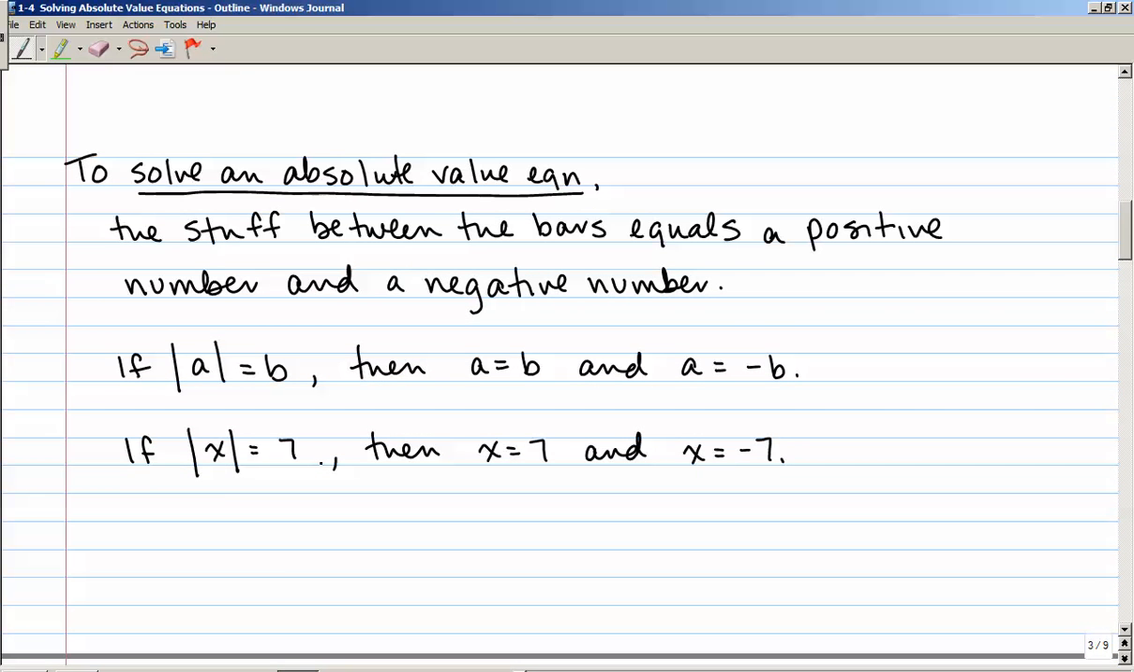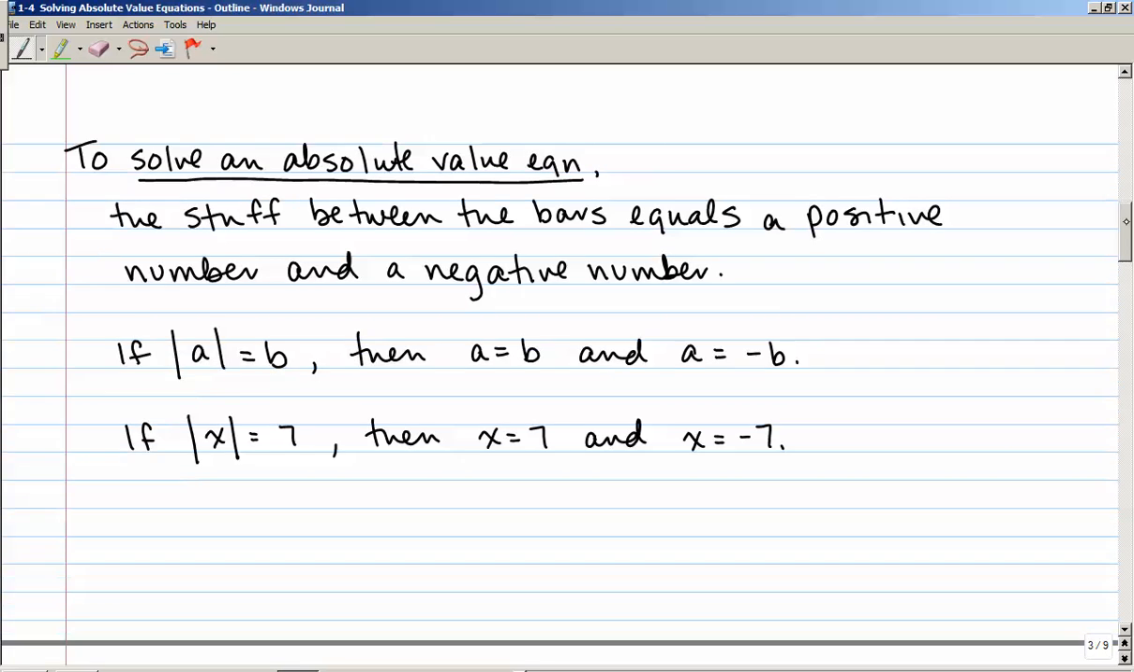Now to solve an absolute value equation, that is an equation that has absolute value bars in it, you have to realize that the stuff between the bars equals a positive number and a negative number. So if the absolute value of A equals B, then A is equal to B, or A can be equal to -B. Here's an example with numbers. If the absolute value of x is 7, then x can be a positive 7, but x can also be a -7. So the stuff between the bars is either a positive number or a negative number.